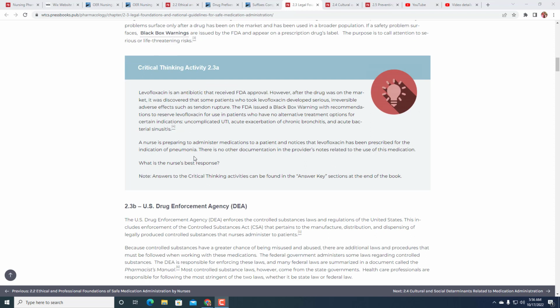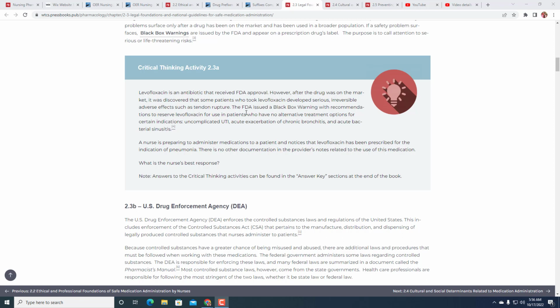All right, critical thinking activity 2.3a. Levofloxacin is an antibiotic that received FDA approval. However, after the drug was on the market, it was discovered that some patients who took levofloxacin developed serious irreversible adverse effects such as tendon rupture. The FDA issued a black box warning with recommendations to reserve levofloxacin for use in patients who have no alternative treatment options for certain indications: uncomplicated UTI, acute exacerbation of chronic bronchitis, and acute bacterial sinusitis.